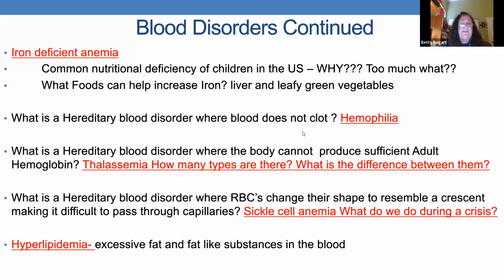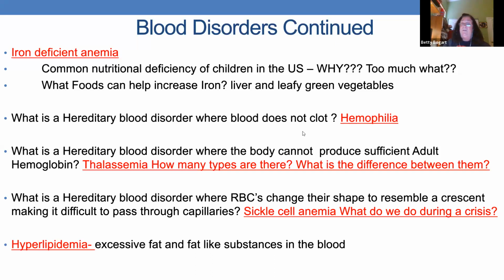Now, what is that hereditary blood disorder where blood doesn't clot? Well, that's called hemophilia. And remember, that's hereditary. It comes from mom and dad passing on the trait. What is a hereditary blood disorder where the body can't produce enough adult hemoglobin? This is the disorder that actually comes from descendants of the Mediterranean Sea, and it's called thalassemia. What happens is these cells just keep bursting and bursting and bursting. Another name they call it is Cooley's anemia, but thalassemia is a broad name and is fine.